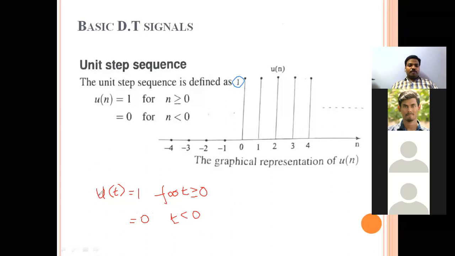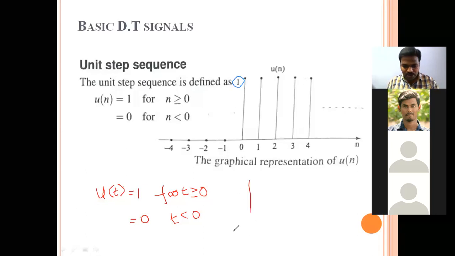Now see the mathematical expression. This is also a mathematical expression. u of n is equal to 1 for n greater than or equal to 0, and which is equal to 0 for n less than 0. This is the mathematical expression for a discrete time signal, and this is the mathematical expression for a continuous time signal. u of t is equal to 1 for t greater than or equal to 0, and u of t is equal to 0 for t less than 0.